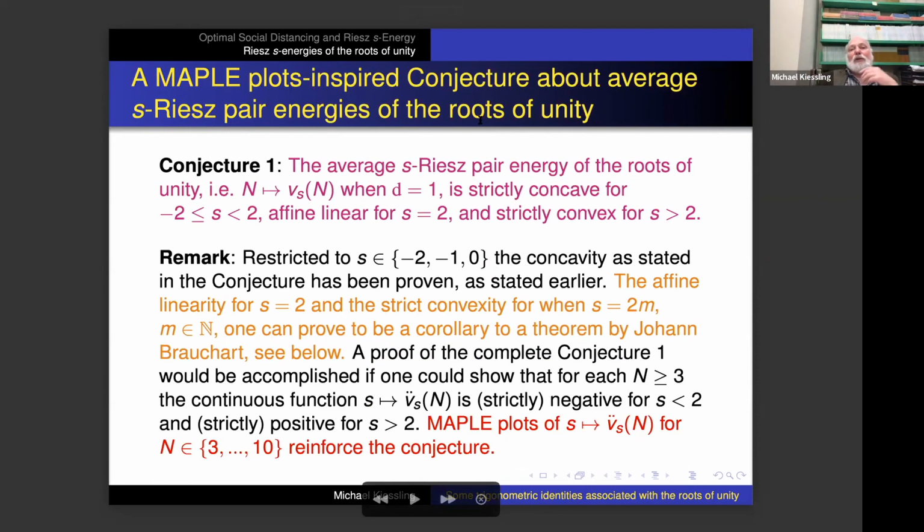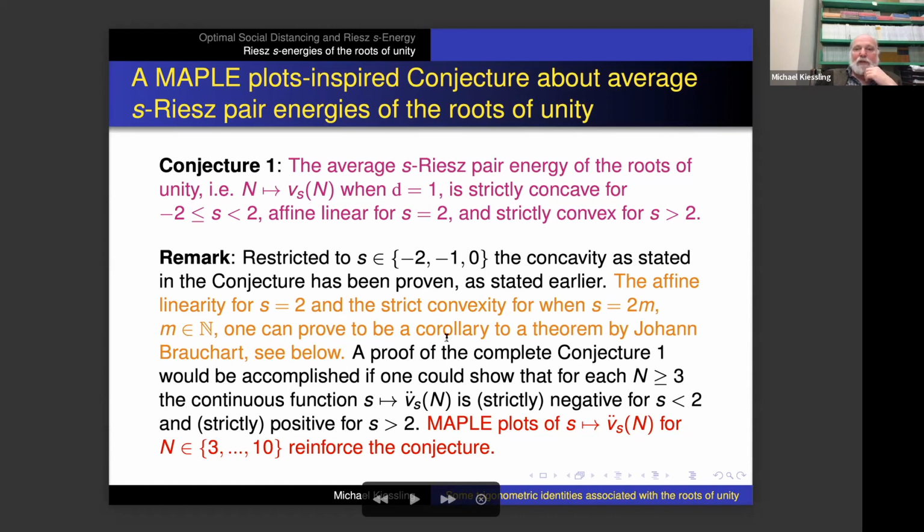So here's then a conjecture you come up with, namely that continuously when S is between -2 and 2, then you have strictly concave behavior, an affine linear behavior, that means also concave but not strictly concave, when S equals 2, and strictly convex for S bigger than 2. That's the conjecture. And for special values S equals -2, -1, 0, that we just saw, that is actually true there. And for S equals 2, I will prove that below, coming up.